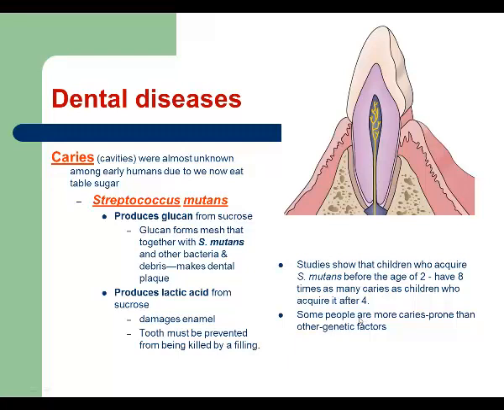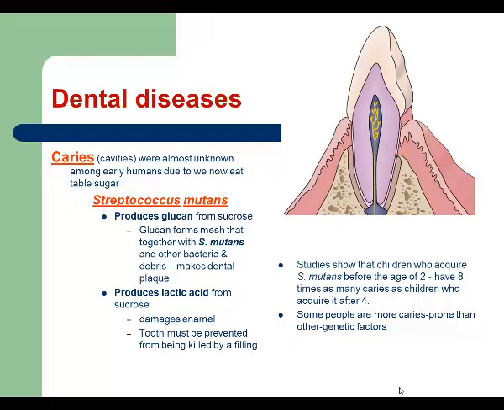Please remember that some people are more caries prone than others, and I believe it's related to the presence or absence of certain enzymes in saliva. But studies also show that children who acquire Strep mutans before the age of 2 have 8 times as many caries as children who acquire it after 4. What does it say to us? It means adults are not supposed to share spoons and cups with small children, because this way they introduce Strep mutans into the young child's mouth.